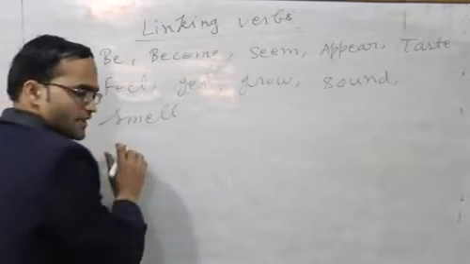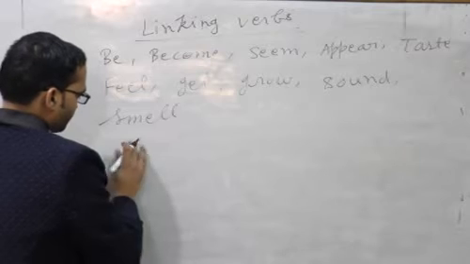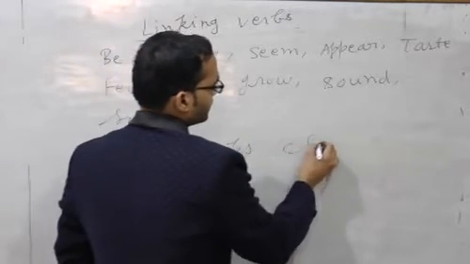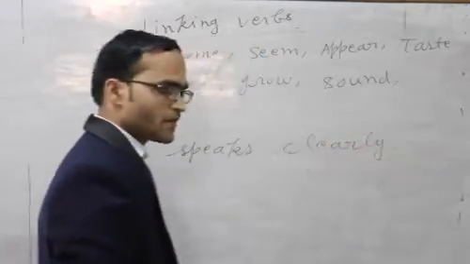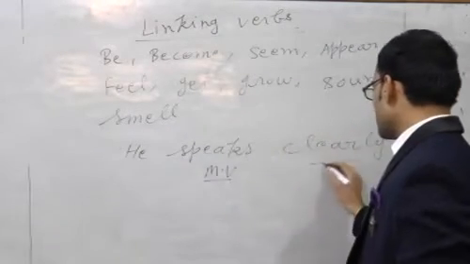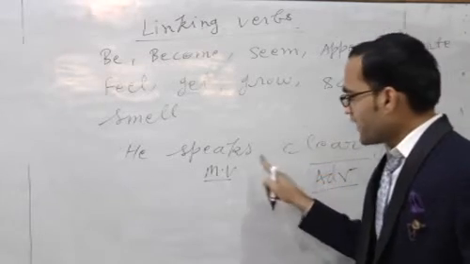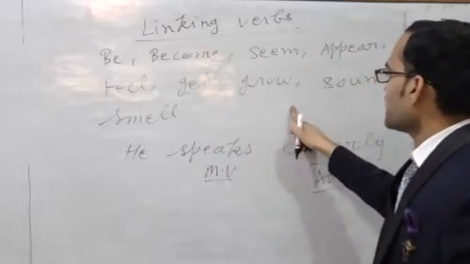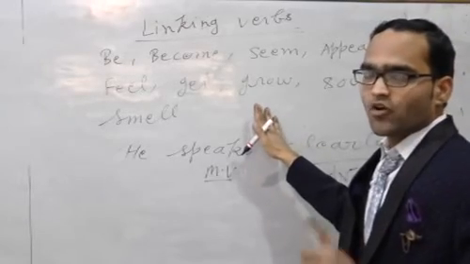For example, I write down a sentence for explaining these verbs. He speaks clearly. Dear child, I have written a sentence, he speaks clearly. Here the main word speak is a main verb, and after the main word I have written clearly, that is an adverb. Adverb modifies the verb. Clear? But यहाँ पर प्यारे बच्चों, यहाँ पर कॉन्सेप्ट हमारा अलग हो जाता है. These verbs are always modified by an adjective, not an adverb.